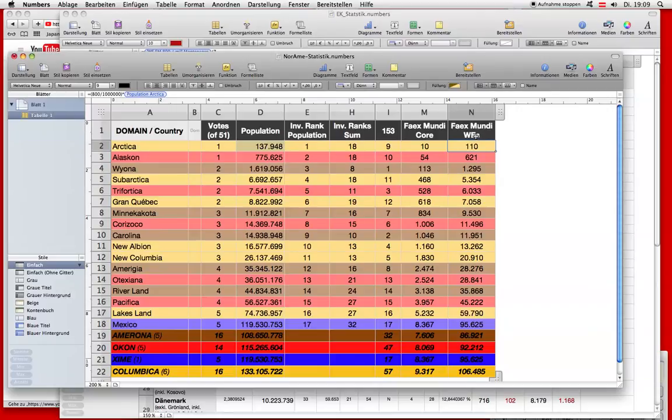Okay, this is the infrastructure that is aiding and is working as willing executioners of the core Fex Mundi, and all of this is based, of course, on the population of the specific nation.